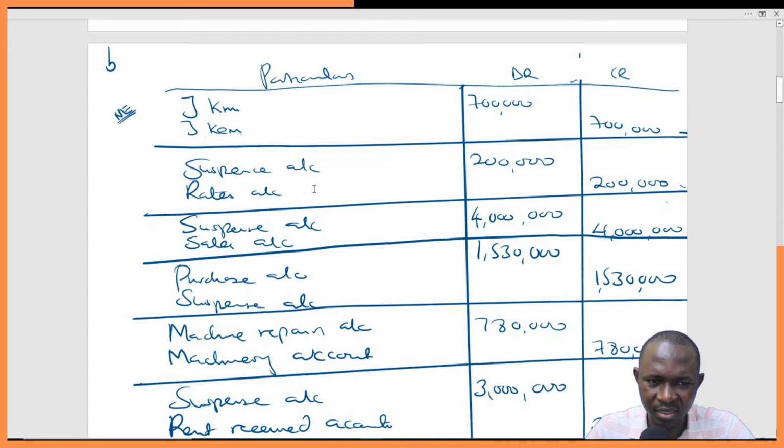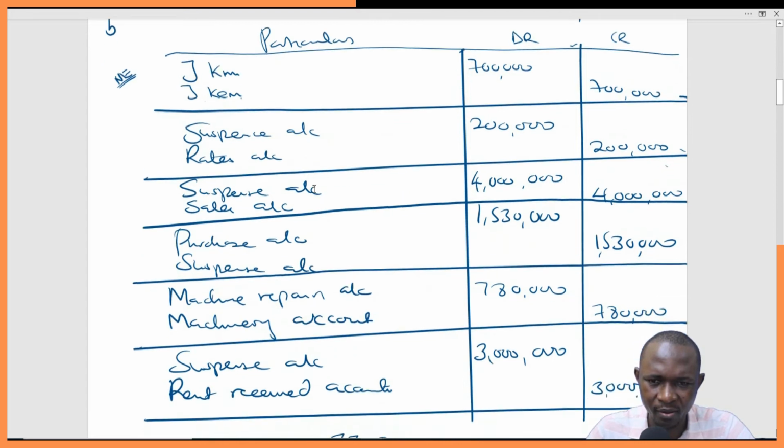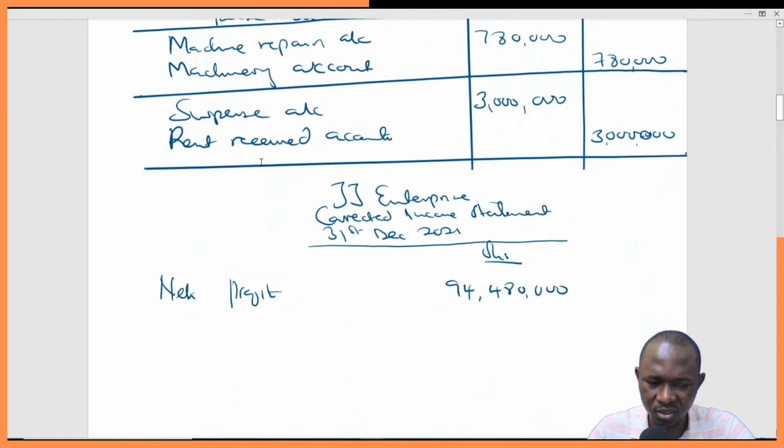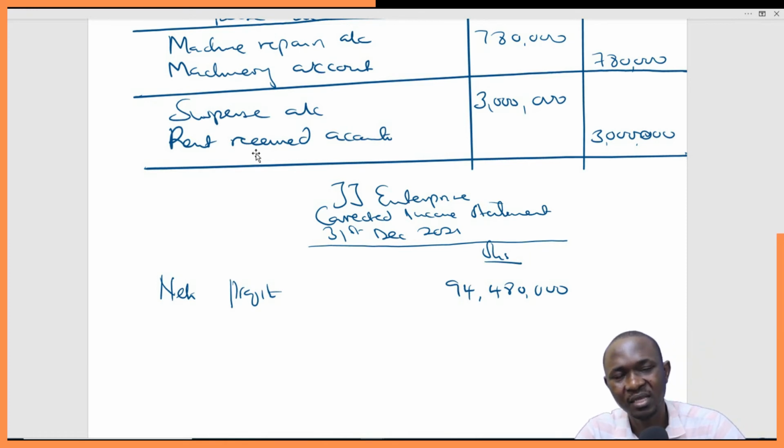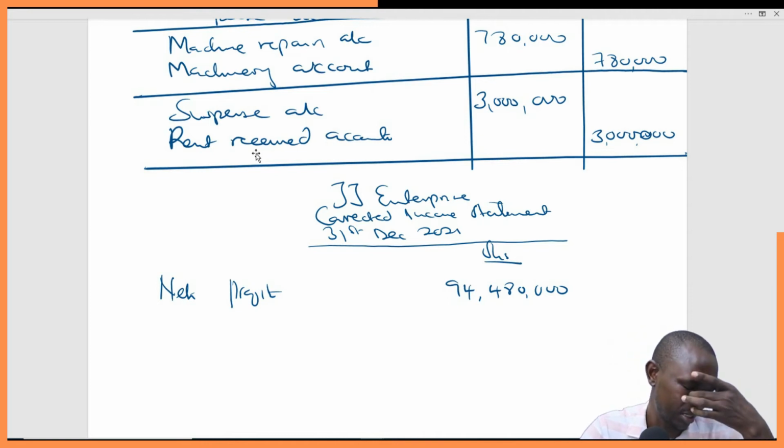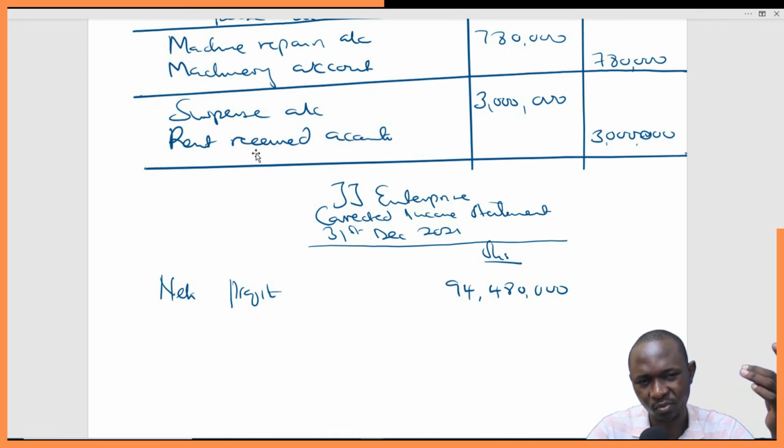Rates. There was an overcast of 200,000. So rates will be reduced by 200,000. So if rates reduce, expenses reduce, what is the effect? An increase in expense will reduce the net profit, so a reduction will increase the net profit.